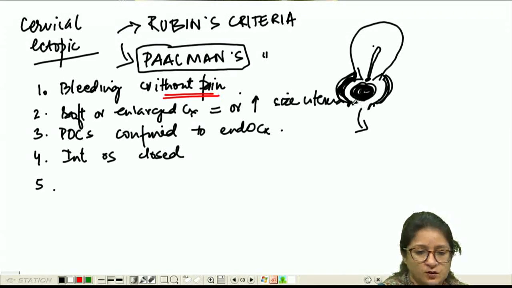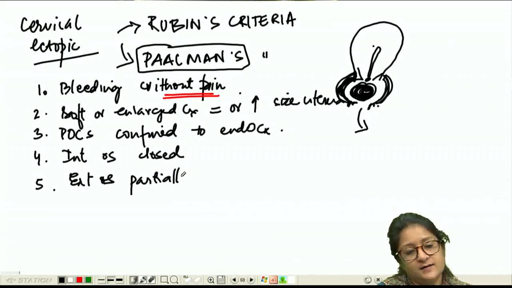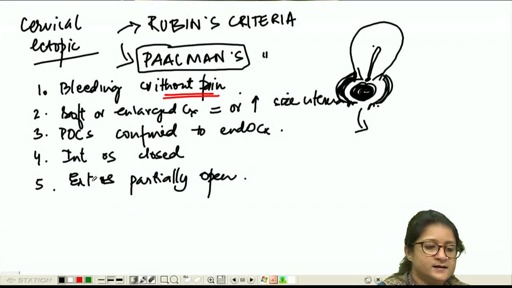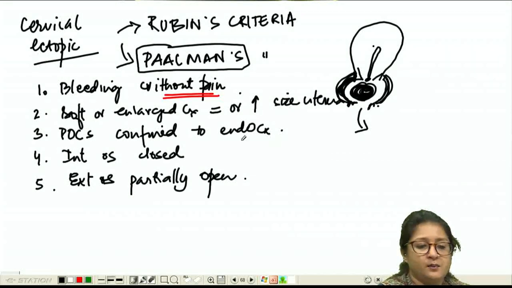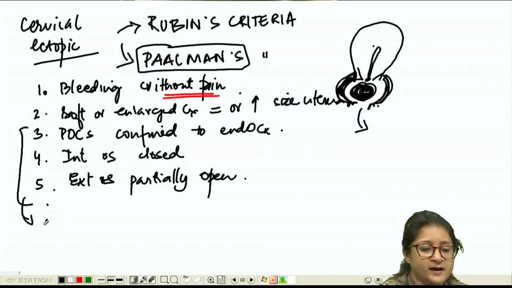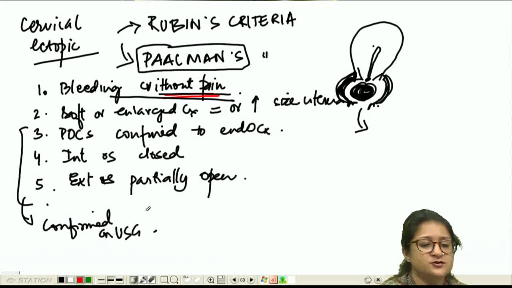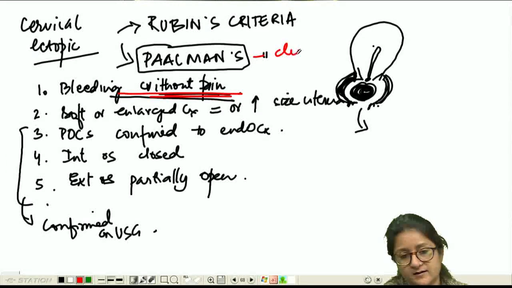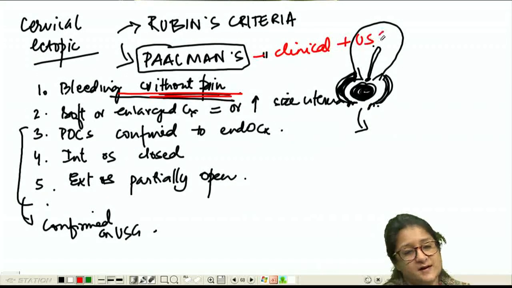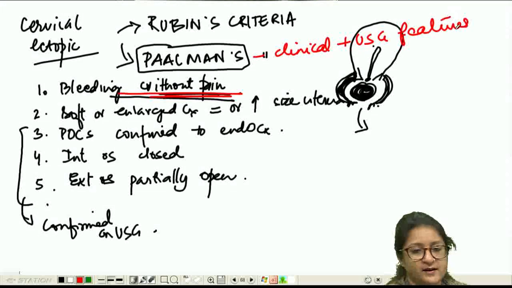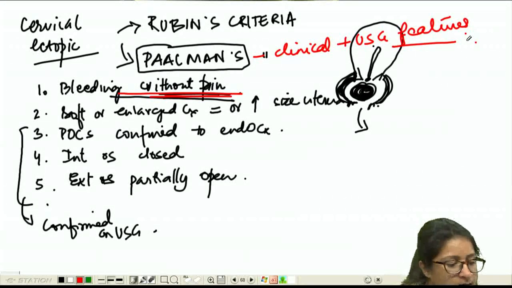So internal os is closed and the external os is partially opened. External os is partially open. This is Parman's criteria for cervical ectopic. POCs confined, internal os closed, external os partially open. These will be confirmed on ultrasound, and obviously you have to see bleeding without pain as a clinical finding. So this is a clinical plus ultrasound criteria. It has clinical plus ultrasound features which will suggest whether we have cervical ectopic or not.